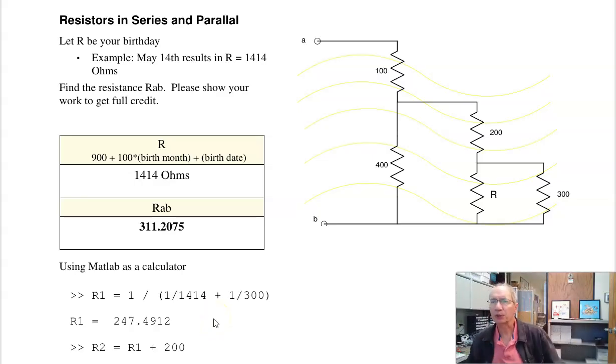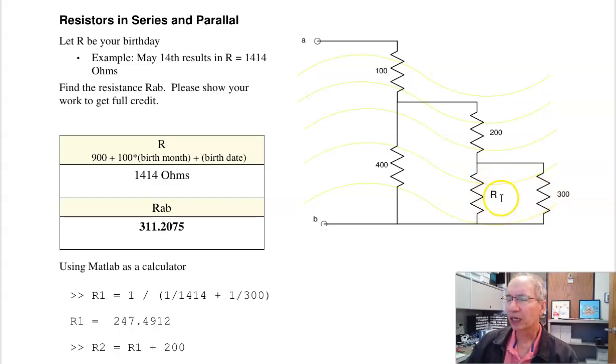Find the total resistance between A and B, given that R is based on your birth date. So if you have R is 1414 ohms, the trick is to figure out which ones are in series, which are in parallel. Series means that all the current through one resistor goes through the other. Parallel means the voltages on both sides are the same. So these two are in parallel.